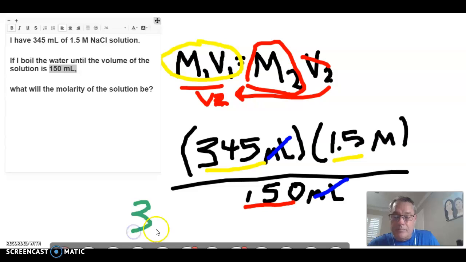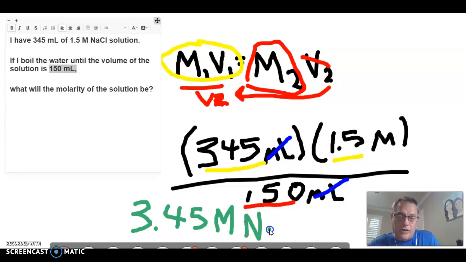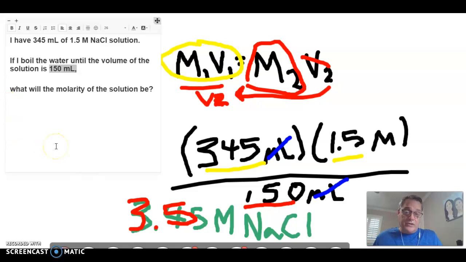3.45, so about 3.5 molarity of sodium chloride. For you crusaders, we can make this 3.5 if you want to round up. So 3.5 molarity of NaCl. There you go. As you see, our molarity went up from 1.5 to 3.5 because we got rid of a lot of water and kept our solute the same.